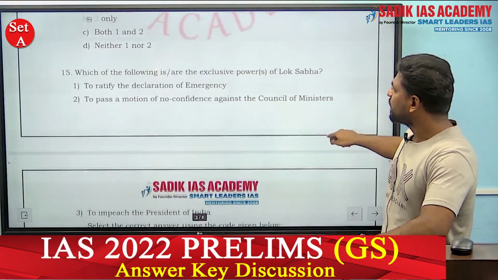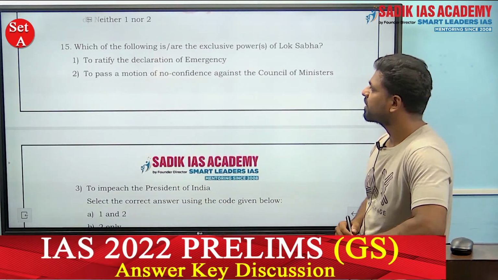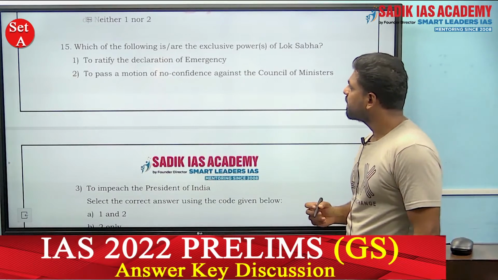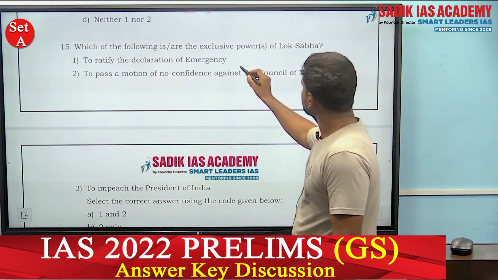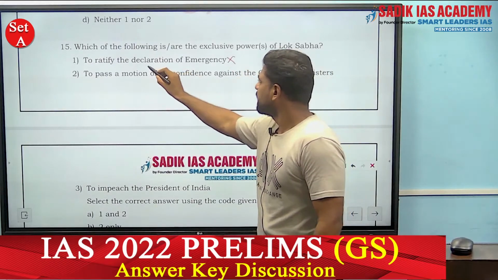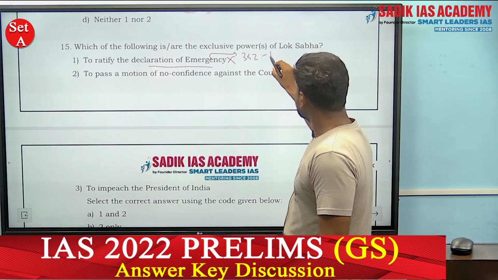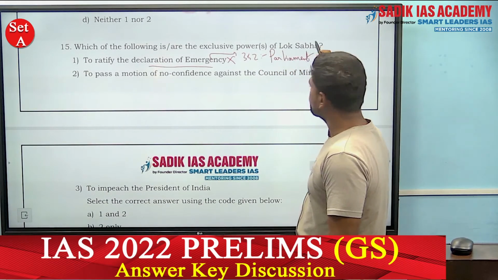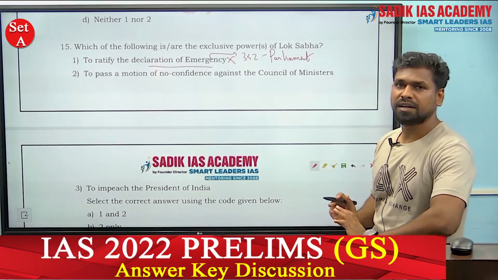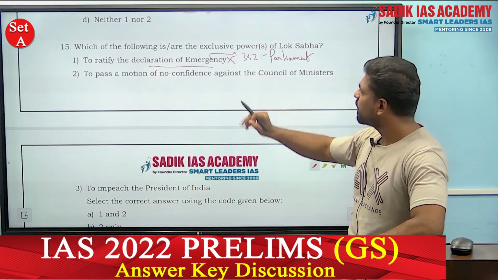Which of the following is or are the exclusive powers of Lok Sabha? Statement number 1, to ratify the declaration of emergency. This statement is wrong because for the declaration of emergency under Article 352, the approval of the Parliament is required. Parliament also includes Rajya Sabha, right? So, it is not the exclusive power of Lok Sabha. Therefore, statement 1 is wrong.